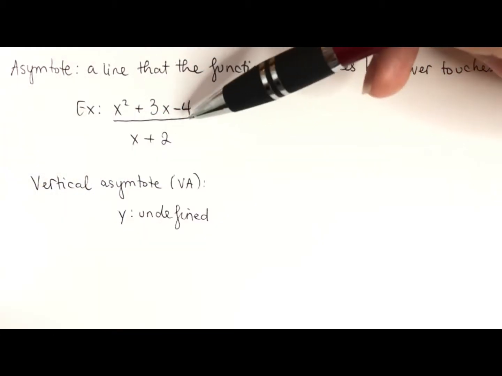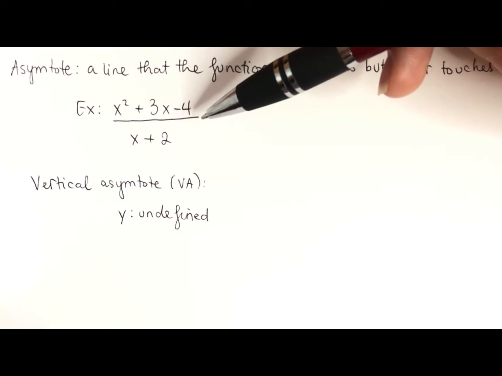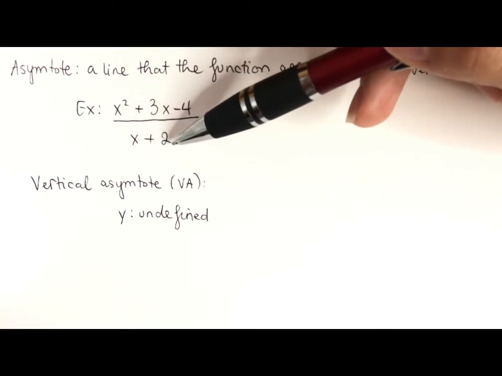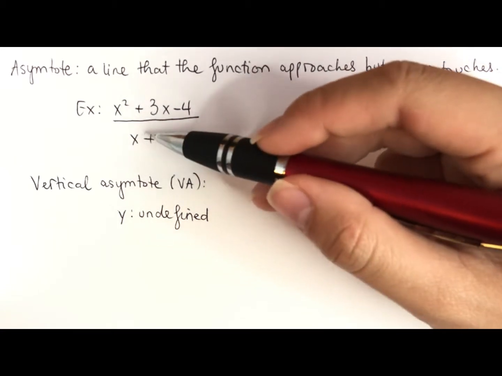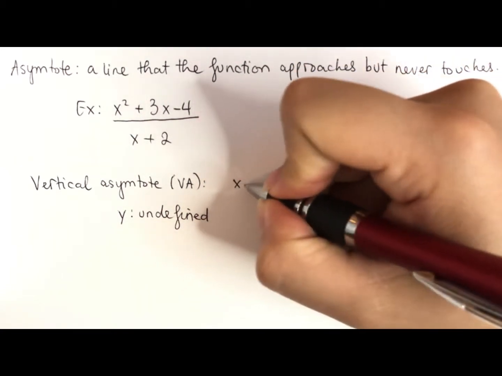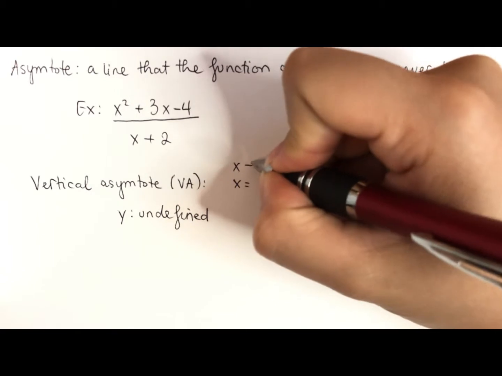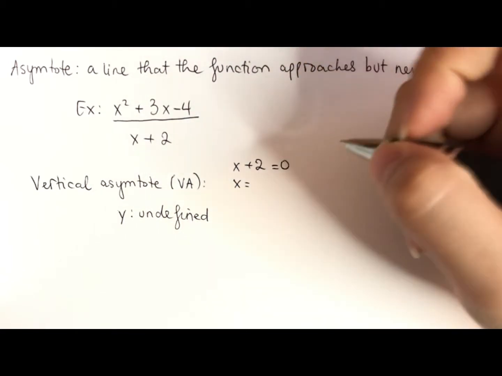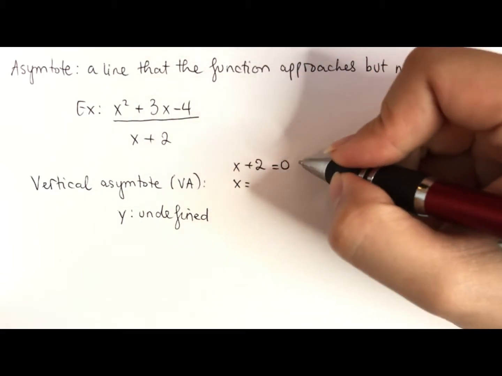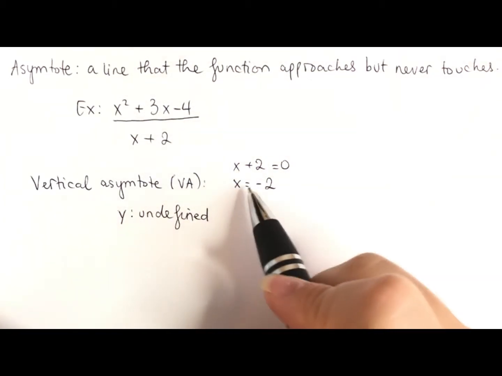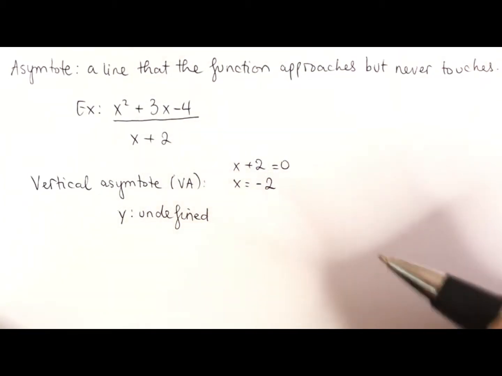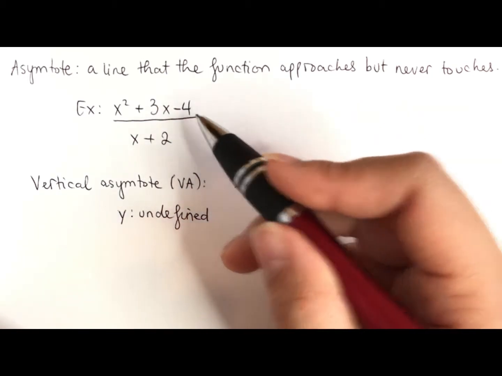When does this function become undefined? That is when you have a denominator of 0. So to find the vertical asymptote, we're just going to set the denominator equal to 0. So we're going to have x plus 2 equals 0. When you move the negative 2 over, x is negative 2. So your vertical asymptote is at negative 2. That is when the function is undefined.